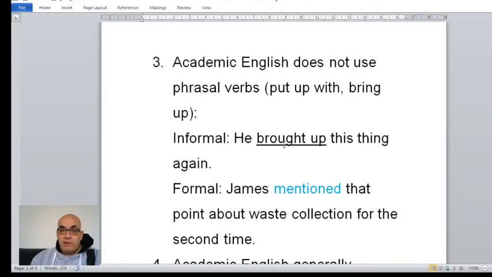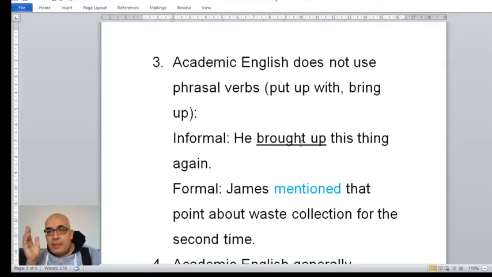What is a phrasal verb? You use a verb and a preposition. A verb and a preposition is a phrasal verb. Sometimes a verb and an adverbial particle, which is like a preposition. The adverbial particle looks like a preposition. So he brought up this thing again. Sorry, this is informal because I'm using brought up, which is a phrasal verb.